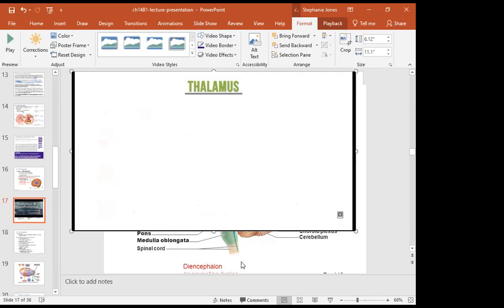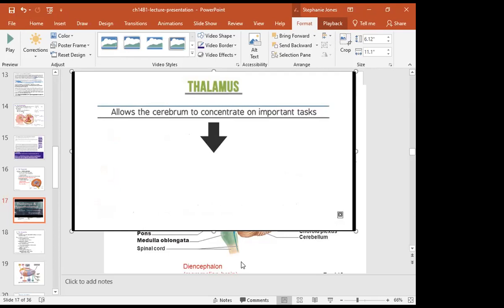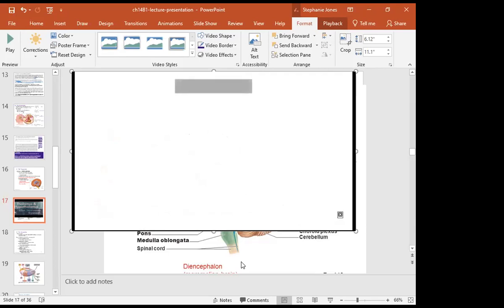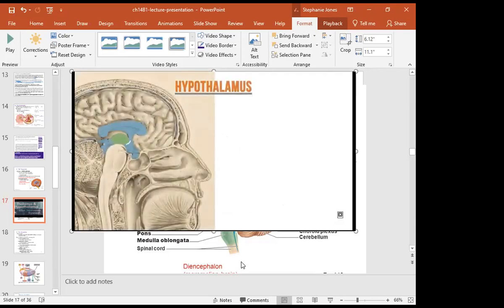By temporarily blocking minor sensations, the thalamus allows the cerebrum to concentrate on more important tasks. For example, when you focus on a task such as reading a book or writing a paper, you are less likely to notice small occurrences such as someone else walking into the room. The last part of the diencephalon that we will discuss is located below, or inferior to, the thalamus and is called the hypothalamus. The hypothalamus is thought to play a role in many bodily functions.